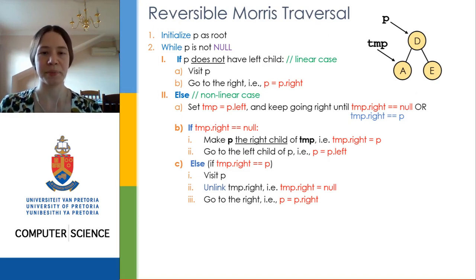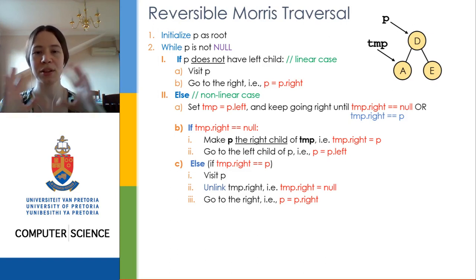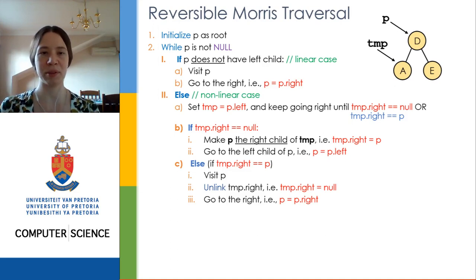Okay, so let's go through the code together with the example just to make sure we know what all of these statements mean. So we initialize P to point to the root. P is obviously not null anymore. We've initialized it, so we enter the while loop. We ask P if it has a left child. And as you can see on my example, D has a left child. Its left child is this node A. So we cannot go into the if, we have to go into the else instead. Let us look at what happens in the else statement.